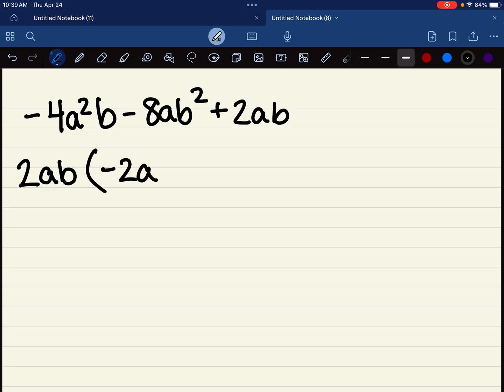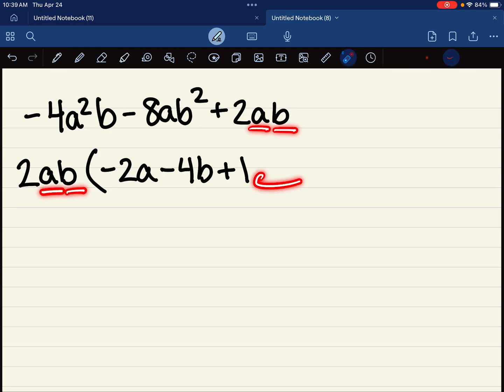Because negative 8 divided by 2 is negative 4. I had an a, I took it away, so nothing with a. I had b squared, I took 1 away, what am I left with? B. What's 2 divided by 2? 1, so plus 1. I had ab, I took away ab, what do I put? Nothing.